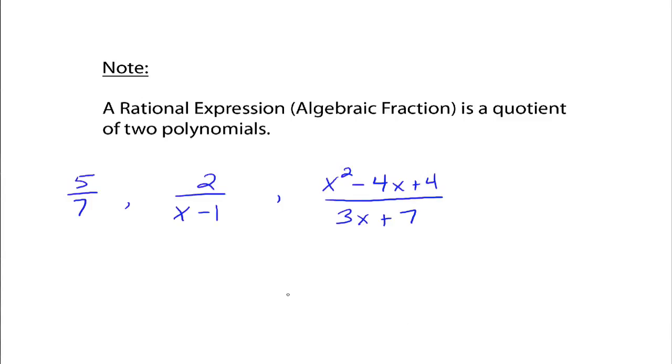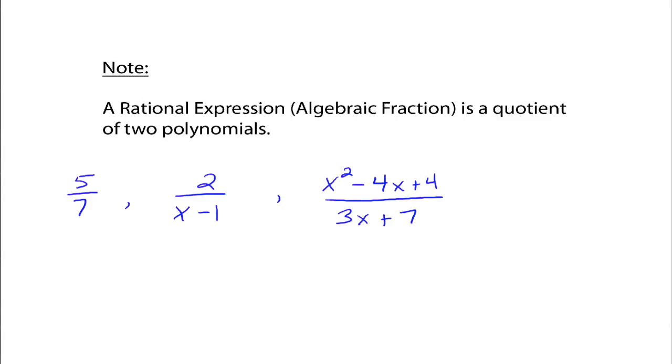So here's some examples. 5 over 7. So all your fractions that you've talked about before, they are also called rational expressions because it's just a polynomial over a polynomial. 2 over x minus 1. You have the polynomial 2 over the polynomial x minus 1. You could also have more complicated polynomials like x squared minus 4x plus 4 all over, say, 3x plus 7. So the idea is just a polynomial over another polynomial, right? So that's the entire idea of a rational expression.